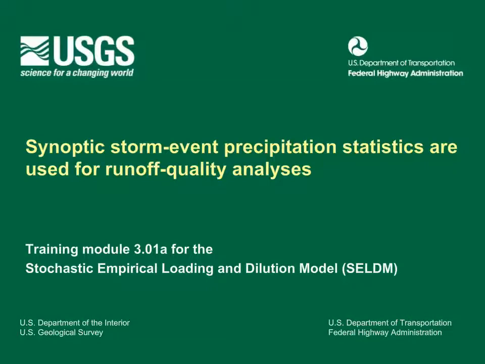This training module is an overview of synoptic storm event precipitation statistics that are used to analyze rainfall-runoff events. Synoptic storm event precipitation statistics are calculated by grouping hourly rainfall measurements into a series of events separated by a minimum number of consecutive hours without rainfall. These statistics commonly are used as a framework for monitoring and modeling stormwater runoff quality.